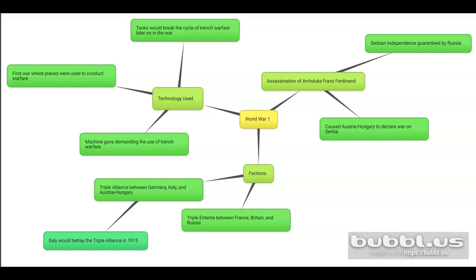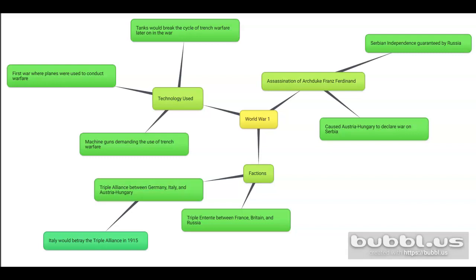And then finally, the major one that would really pave the way for the future of warfare: tanks. They broke the cycle of trench warfare because they didn't have to worry about machine guns. The armor of the tanks was too thick, and they could just punch through trench lines with infantry support. But those were the major technologies used.